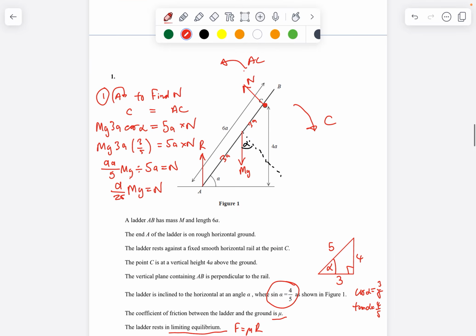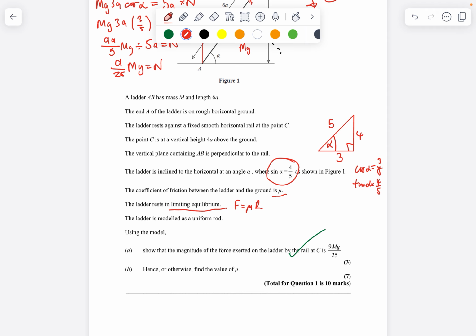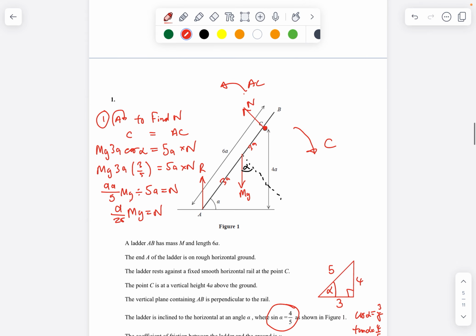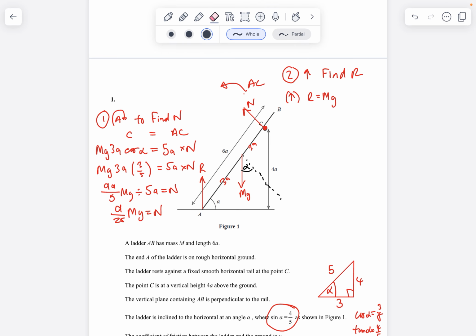Right, what's the next thing we do? Because I've got to work out the coefficient of friction. Well, the second thing to do is find the reaction R. So I'm going to go vertically to find R. I'm going to resolve in this direction. Now R is going up, I've got mg going down, and the only other force that's going up is going to be my reaction N at C, but I want to work out the vertical component of that force, so I'm going to resolve in that direction.